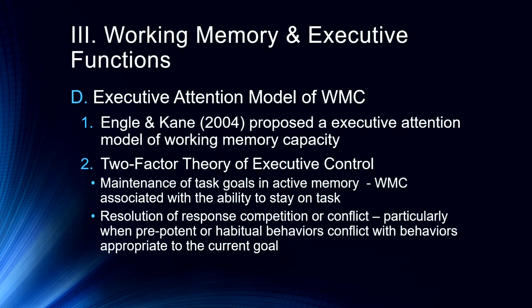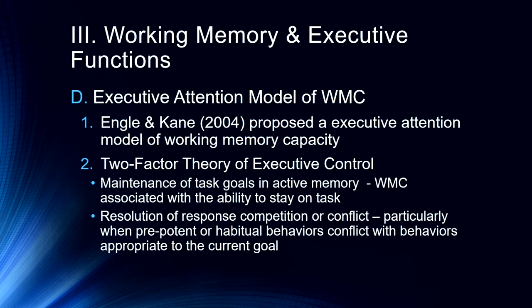When we start getting into things like the go, no-go task, where we have conflict or competition between responses, that resolution is an important part of executive control. This is particularly important for what we call prepotent or habitual behaviors, when those conflict with the behaviors appropriate to the current goal. This is where you have a learned habit and you have to try to unlearn it. This requires a lot of executive control.